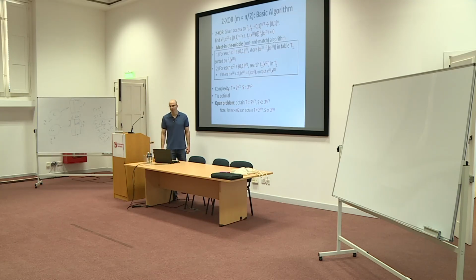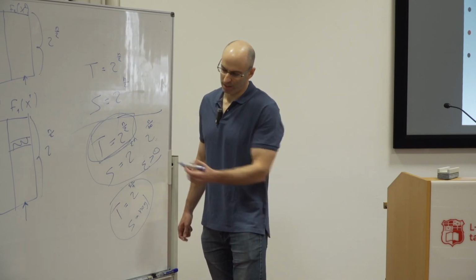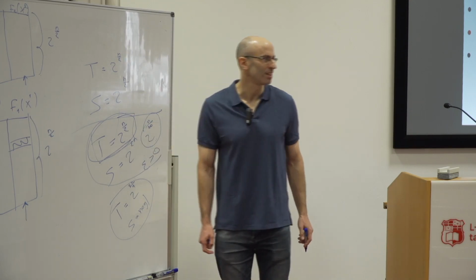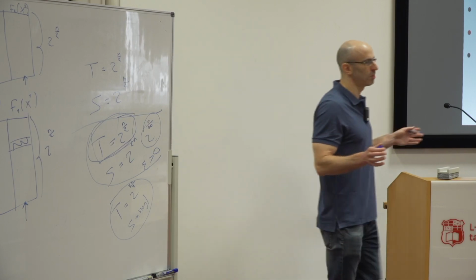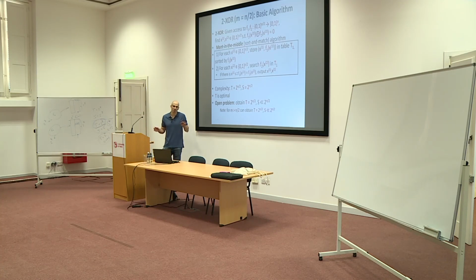So like I said, if you insist on time being something like this, then you cannot even prove that you need space like this. So anything interesting about the space complexity that we want to prove, we cannot do. And again, it's a major open problem, not just for k-XOR problems, but for general problems in P where the output is short. We don't know how to prove anything interesting about space.